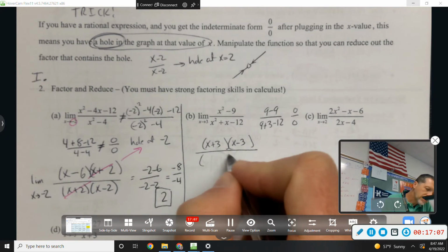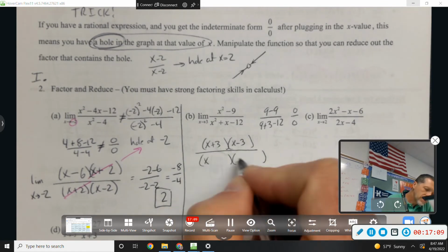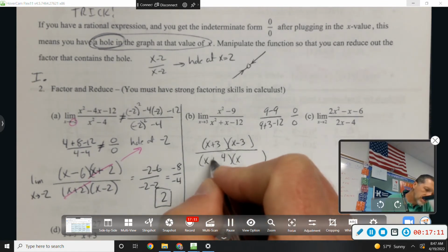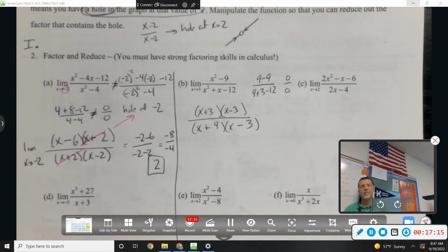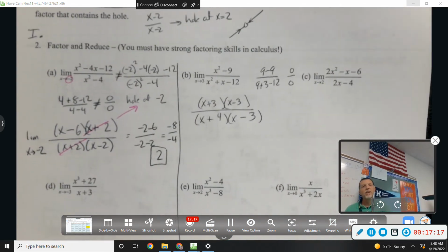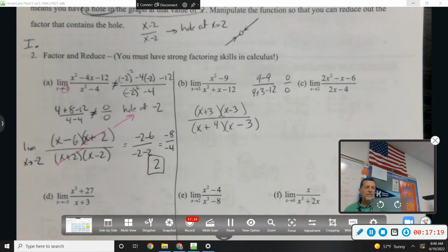Let's factor. Let's see, x plus 4 and x minus 3. You got to be able to factor. I'm not taking time to factor. If you can't factor, this is going to sound bad, but if you can't factor, don't sign up for calculus. Like, you just don't waste your time, because it's not going to work.